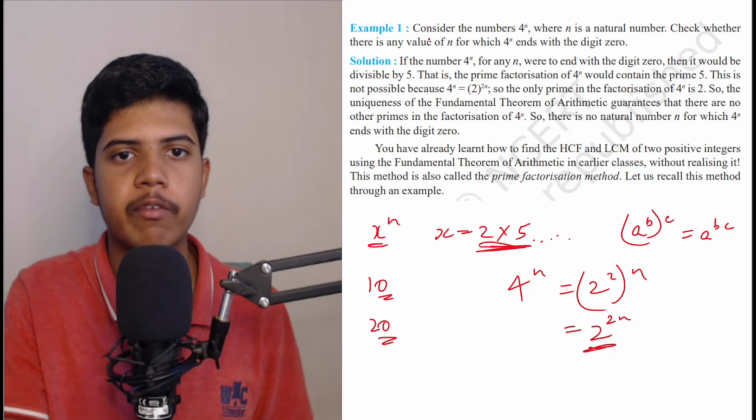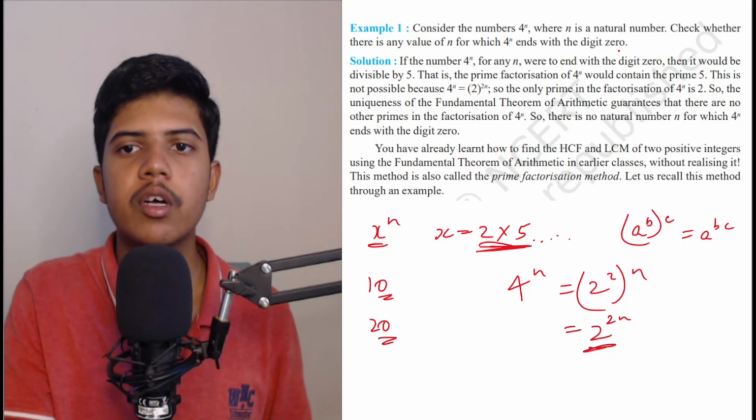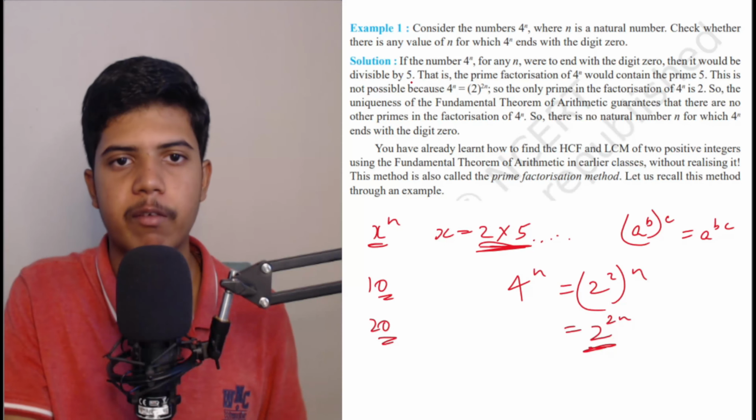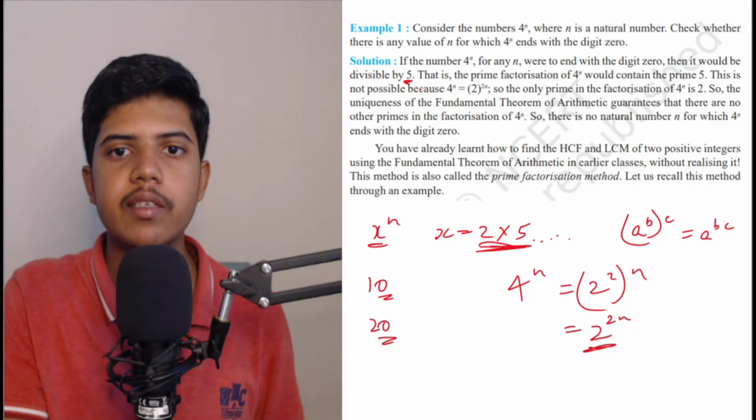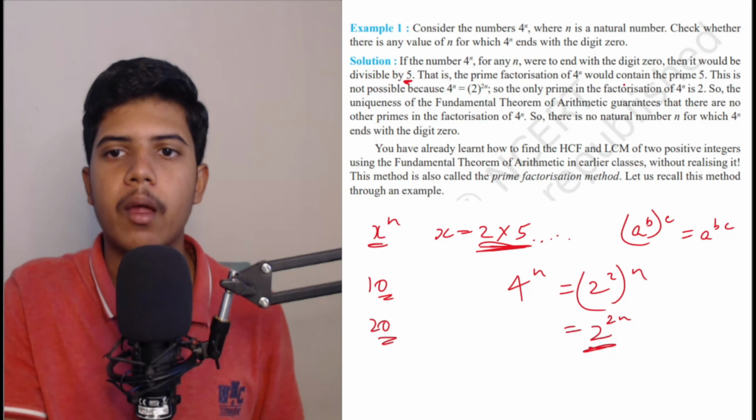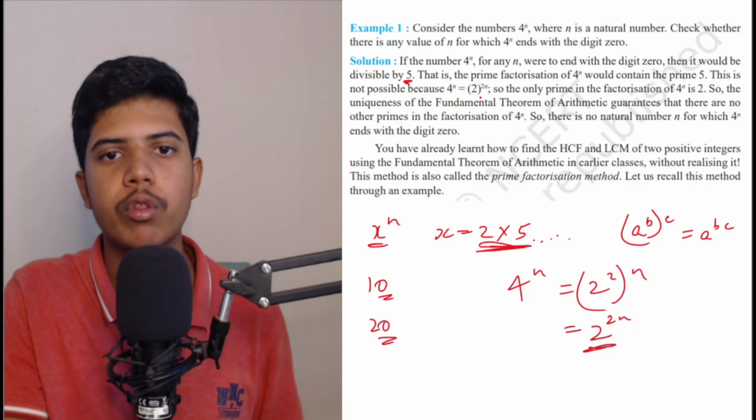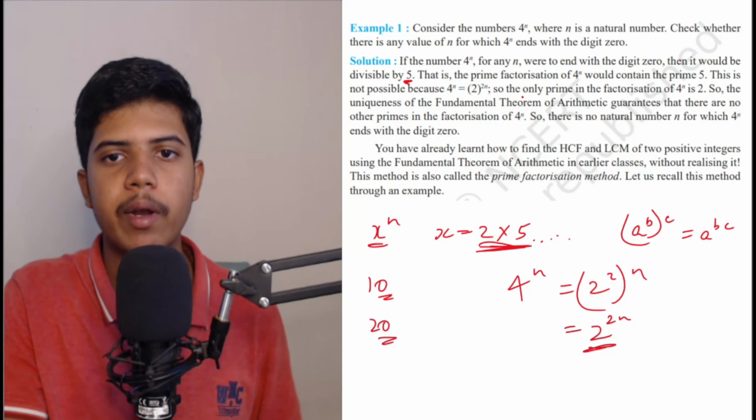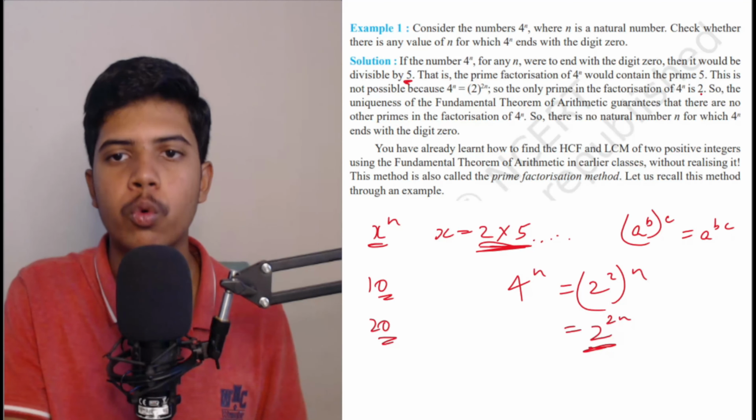Let's see what answer they have given. If the number 4 to the power n for any n were to end with the digit 0, then it would be divisible by 5, since 5 should be its prime factor, as we just discussed. That is, the prime factorization of 4 to the power n would contain the prime 5. This is not possible because 4 to the power n is equal to 2 to the power 2n. So the only prime in the factorization of 4 to the power n is 2.